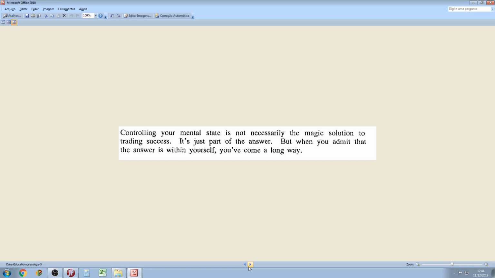So number 3 would be journal. Number 1, take full responsibility for your trading. Number 2, monitor your thoughts and emotions before the trade, during the trade, and after the trade. And number 3, journal. Journal your emotions, journal your thoughts. And then compare the thoughts and the emotions to your trading success.